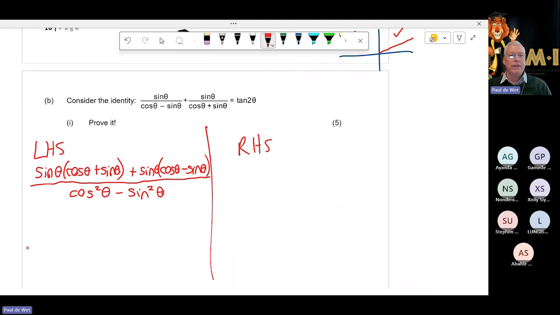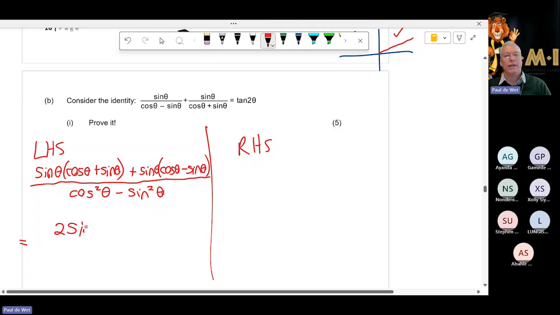Carry on. In the numerators, I now have 2 sine theta cos theta. You might be saying, where's this? What else have we got? The sine squared theta and a minus sine squared theta. So that's exactly right. Over cos squared theta minus sine squared theta.